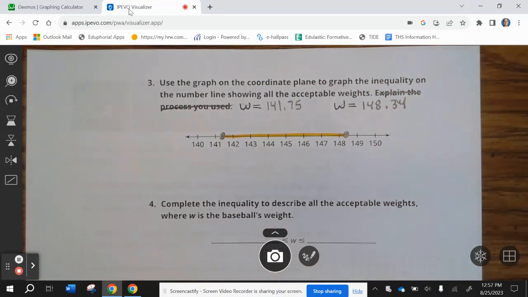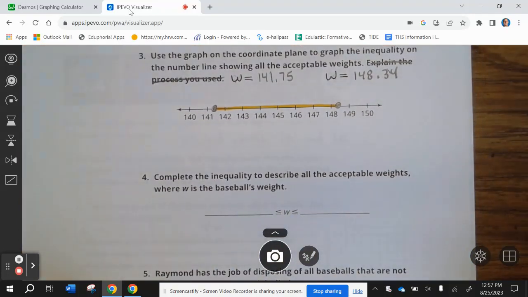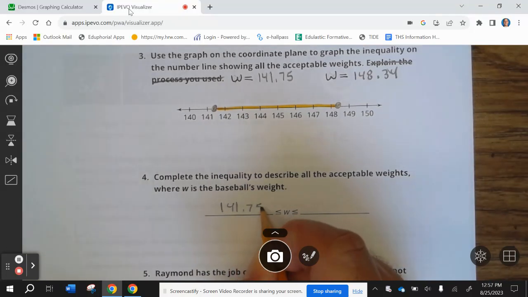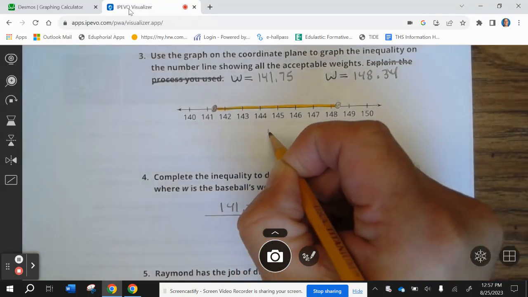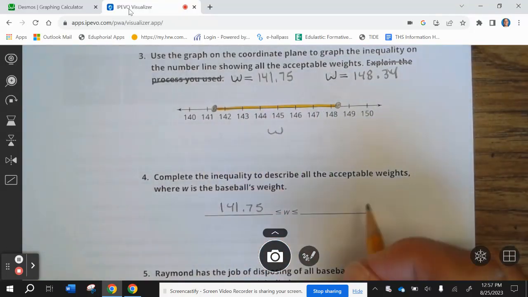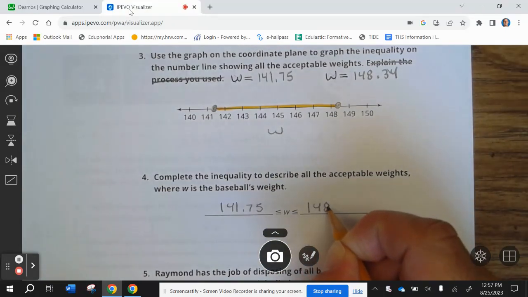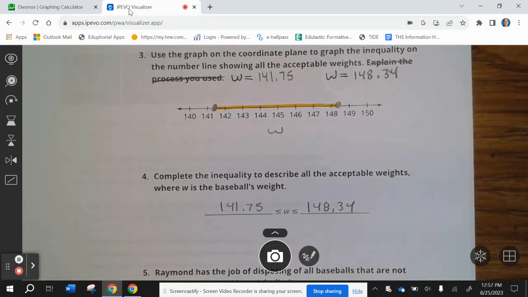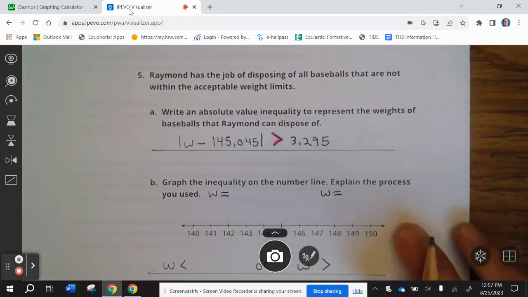Okay. Now, to complete the inequality, that means 141.75 is less than or equal to W, this is all the W values, less than or equal to 148.34. Okay. All right, let's take a look at number 5.